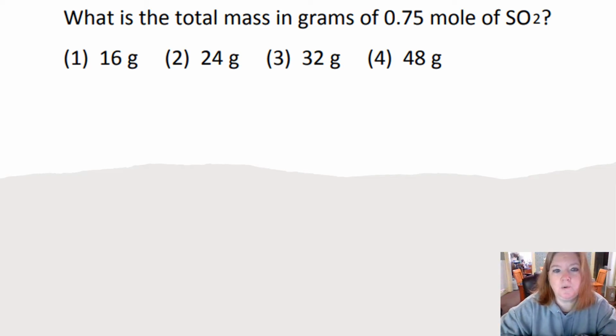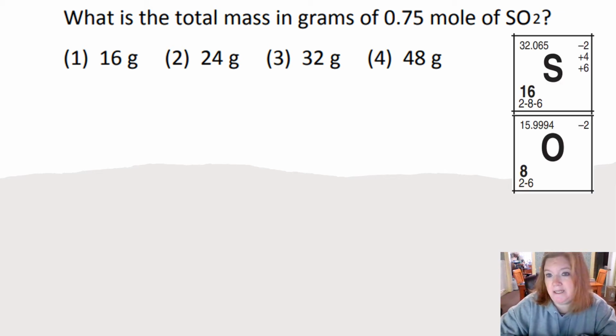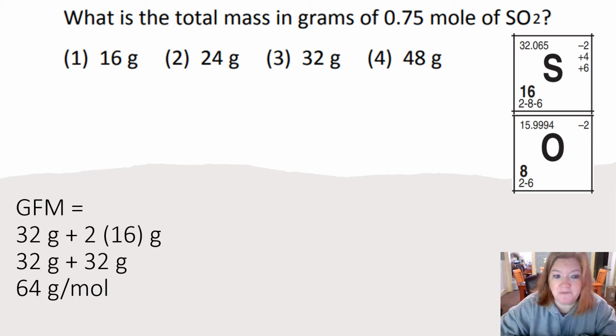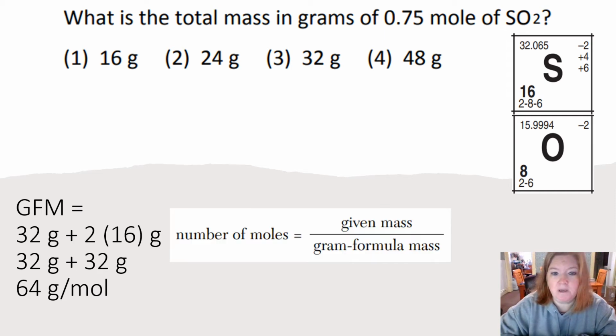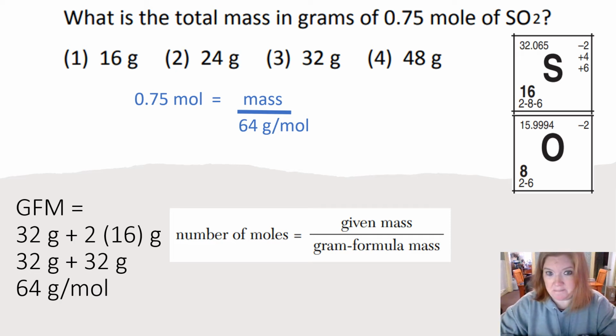So what is the total mass in grams of 0.75 moles of SO2? So I need S and I need O. I have to find the gram formula mass. I have 1 sulfur and 2 oxygen. Figure that out, add them up like that. Now I need this formula. So I'm given the number of moles and I know the gram formula mass. I just calculated it. So now I have to solve for mass.